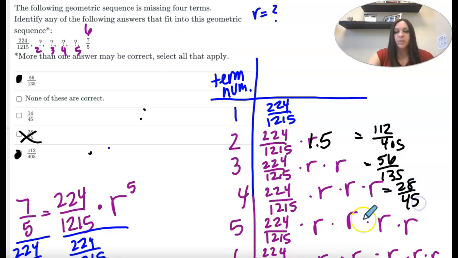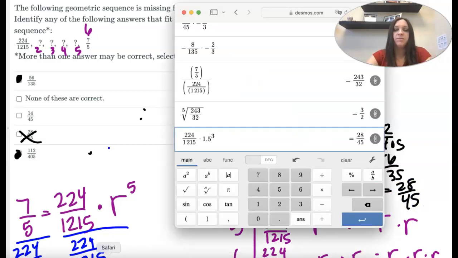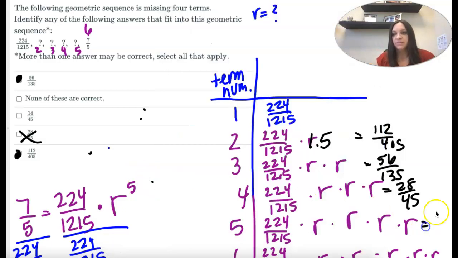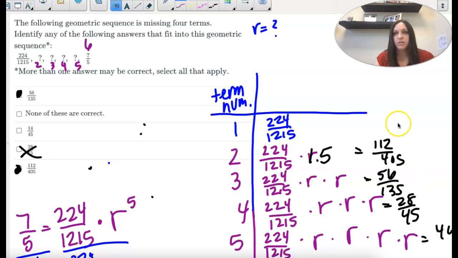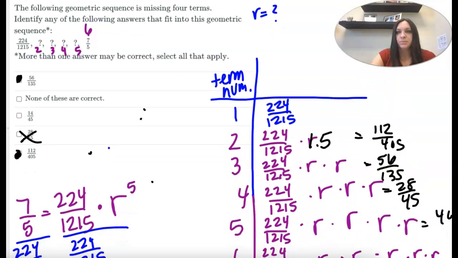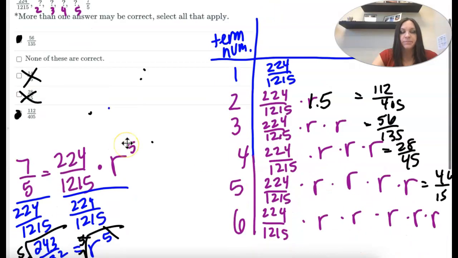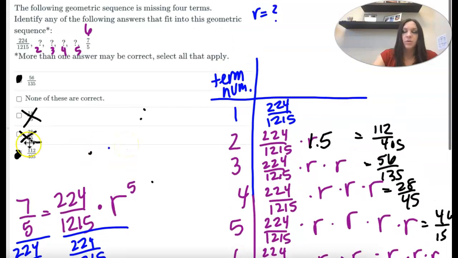The fifth term, it'd be r to the 4th. 14 over 15. So not that one. And then we're done. So those would be the two that you would select. And that's it for this section. Good luck.